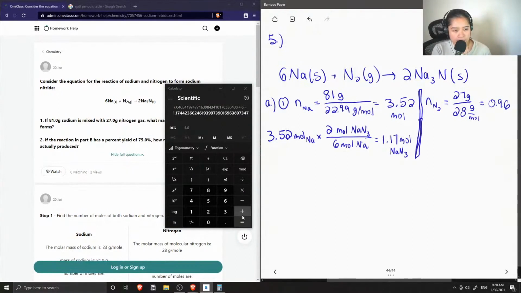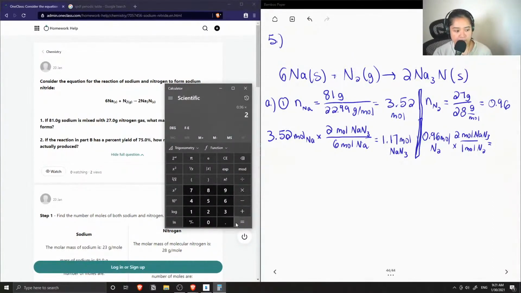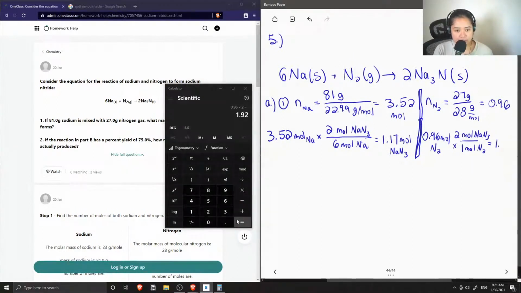And let's do the same thing for the nitrogen. So we have 0.96 moles of nitrogen, and we only need 1 mole to form 2 moles of sodium nitride. So 2 moles are formed with only 1 mole of nitrogen gas. So we just need to multiply 0.96 by 2, and we get 1.92 moles. So therefore, we can say that sodium is our limiting reagent.